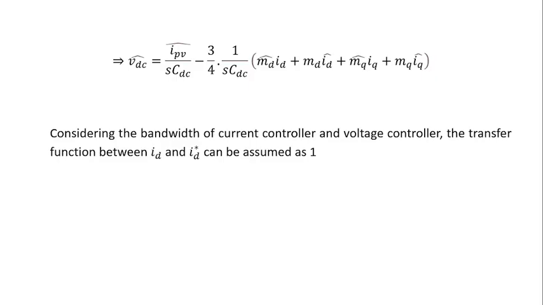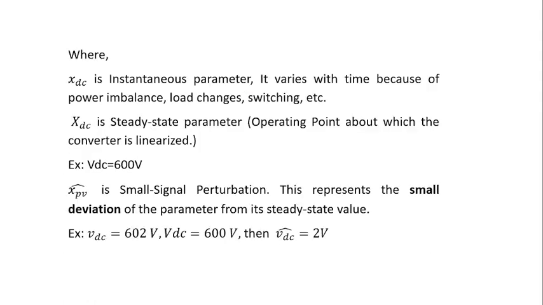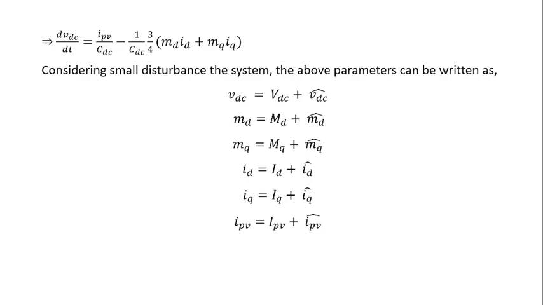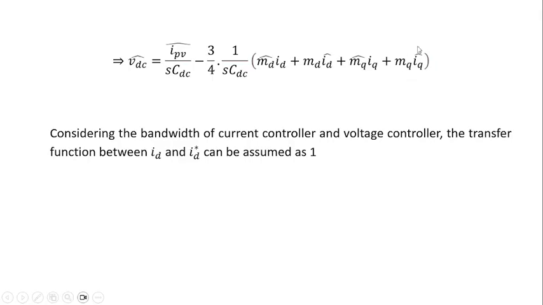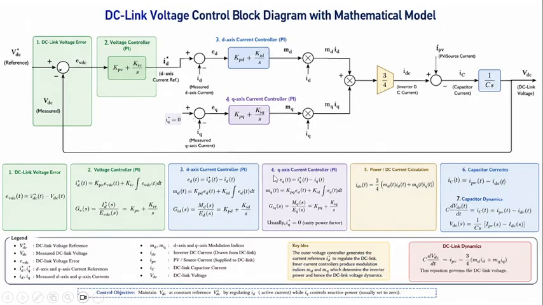So VDC is equal to IPV by CS. Here we are transforming the given equation into Laplace form, and we are replacing ID, that is this parameter, MD ID plus MQ IQ, as MA IA plus MB IB plus MC IC, considering the disturbance signals. Then, considering the bandwidth of the current controller and the voltage controller, the transfer function of ID and IQ is 1. Then this is the overall DC link voltage block diagram.